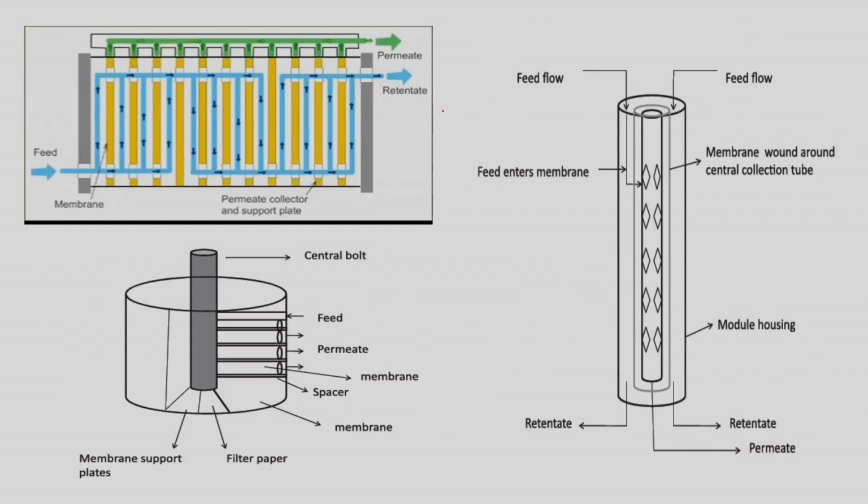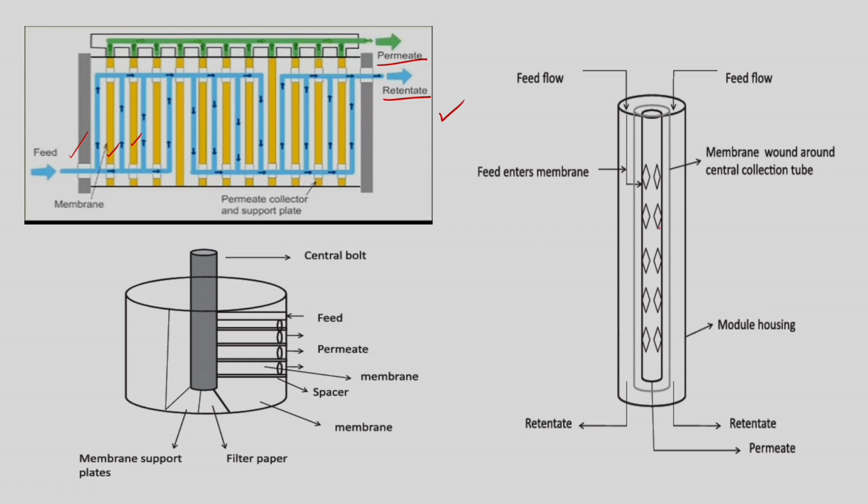So, this is your plate and frame module. If you see, these are all membranes. So, these are all membranes. The feed enters here. So, you will collect the retentate here and the permeate is collected from the membrane module here. So, the feed as well as the retentate goes in the alternative compartments.